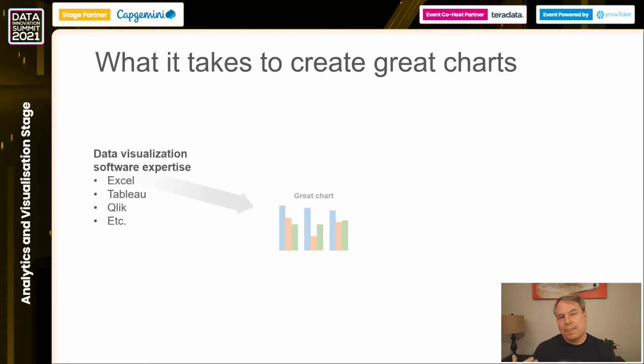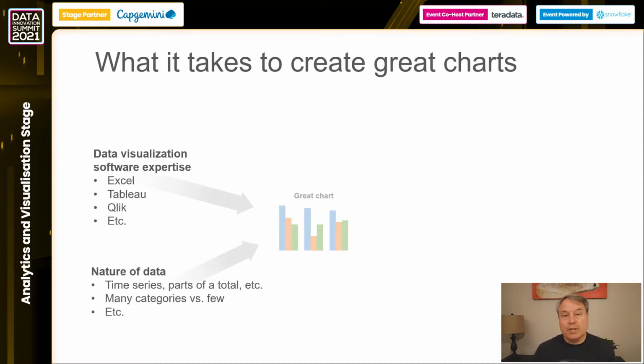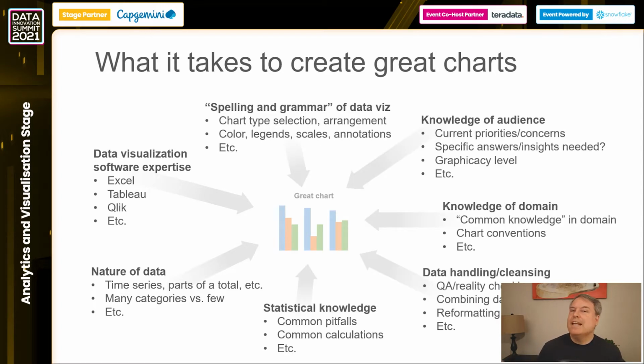The first, of course, is you have to know how to use a particular data visualization software package like Excel or Tableau or Qlik or one of those. And then, of course, you have to know the nature of the data, right? Like what kind of data are you going to be visualizing? Is it time series data or parts of a total, that kind of thing. And so, like I said, the assumption that many people have is that if you know these things, then you can create great charts. And I'm going to make the argument that there are, in fact, many other things that we need to know, many other skills that we need to have in order to create charts that are truly effective. But I want to quickly go through each one of these.